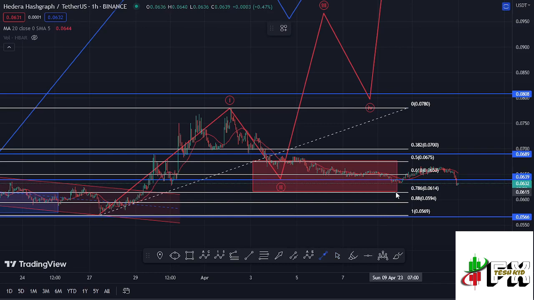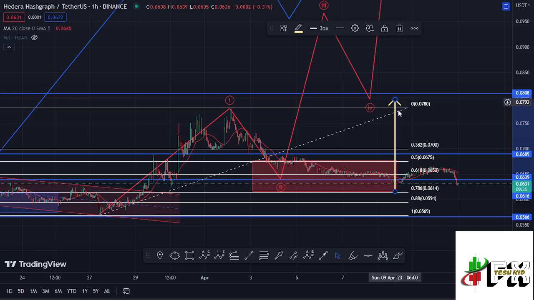And the first move that will give me the first confirmation that we are back in the formation of that wave 3 is a break above the wave 1 high, which lies at around the $0.078 mark. And the moment you manage to break above it and continue holding above it, then that will be enough confirmation that you are back in the formation of that wave 3, and that Hbar is going to continue unlocking higher prices to fully maximize our target areas.